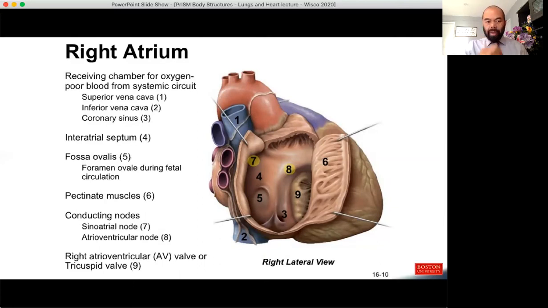So the SA node and the AV node are cardiac conducting cells. They're not nerves, they're not ganglia, but they are cardiomyocytes that have been modified to receive and transmit electrical signal. Number 9 is the tricuspid valve, which is the doorway for the right atrioventricular orifice.